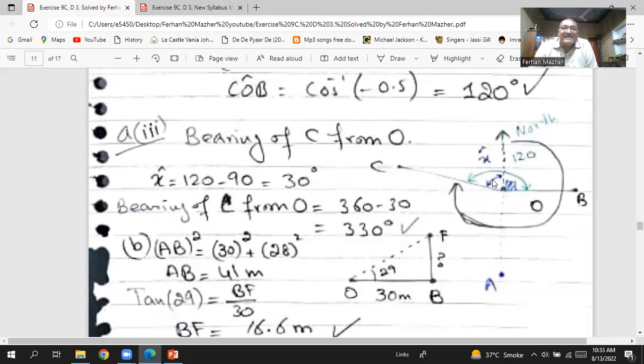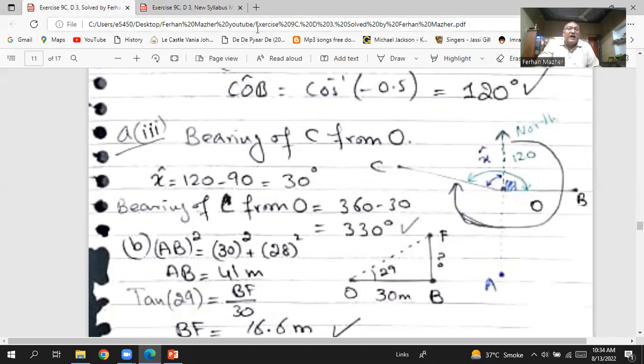So from 360, if you subtract the 30, you will have this angle. From north, go clockwise to the OC line. So that will be the bearing of the C from the O. So the bearing of the C from the O will be 360 minus 30, and that will be 330 degrees.